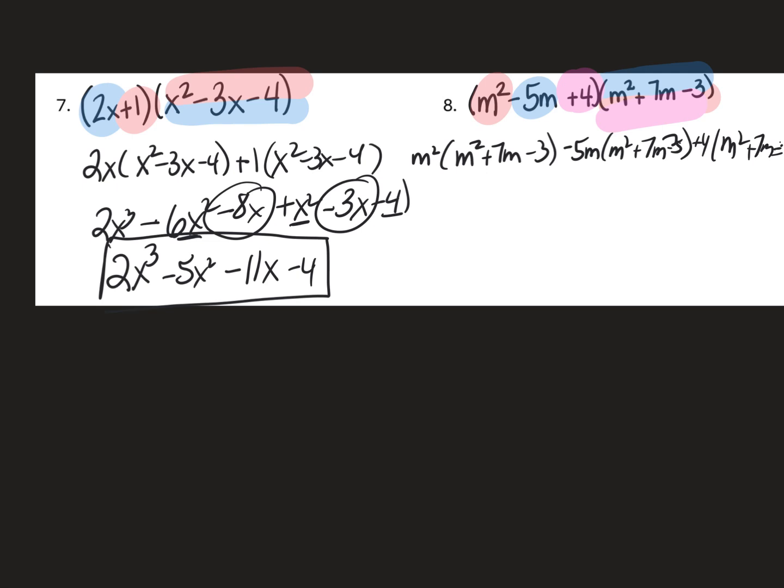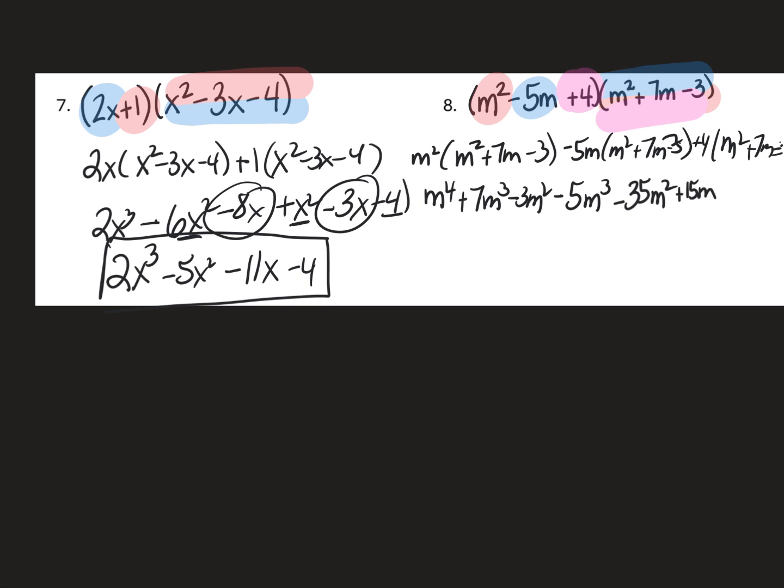Okay, let's distribute. M squared times m squared is m to the 4th. M squared times 7 is 7m cubed. M squared times negative 3 is negative 3m squared. Negative 5m times m squared is negative 5m cubed. Negative 5m times 7m is negative 35m squared. And then negative 5m times negative 3 is positive 15m.